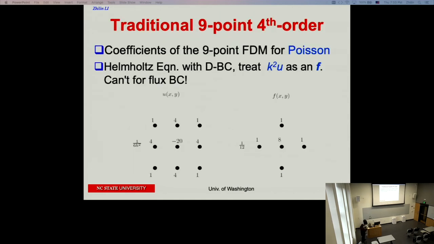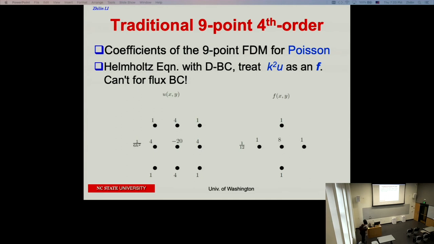I think it's here. This is the fourth order for the U, and then you shift some weights into the averages for the F. If you just do the U itself, it's very difficult to get fourth order without a large stencil. So that's why you have to shift some operator to F. So that's a standard one.